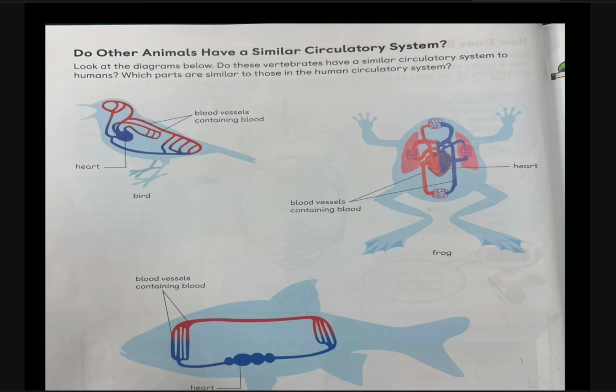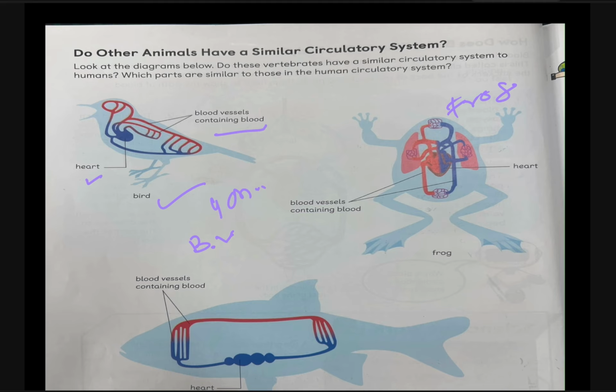Now, the most important part: do other animals also have a similar circulatory system like human beings, or do they have a different one? Birds also have some similarities with humans. For example, they have a heart and they have blood vessels that contain the blood. So birds also have a 4-chamber heart and they have a double circulatory loop exactly like humans. One loop pumps blood to the lungs to get oxygen, and the other loop pumps oxygen rich blood to the rest of the body. So we can say that birds have similarities to human beings because they have a 4-chambered heart, blood vessels, and oxygenated and deoxygenated blood.